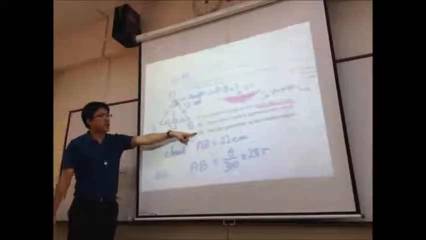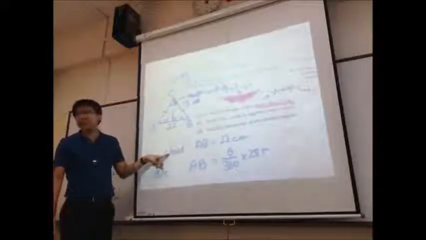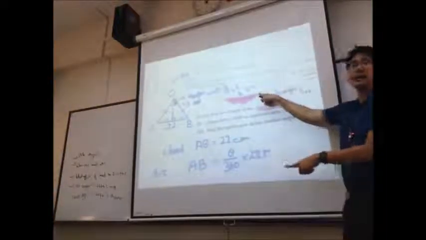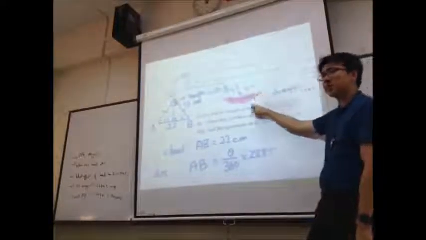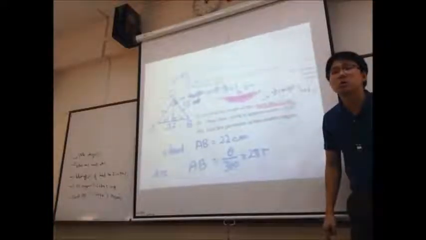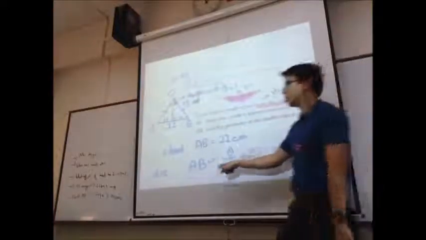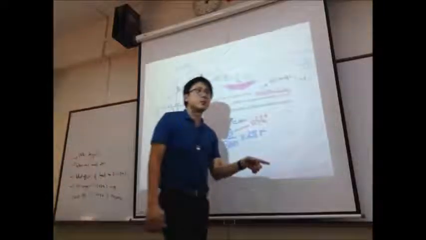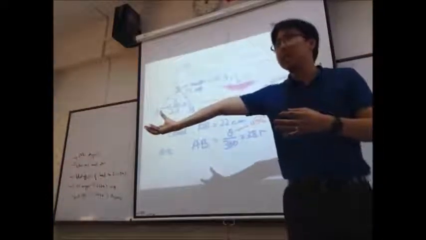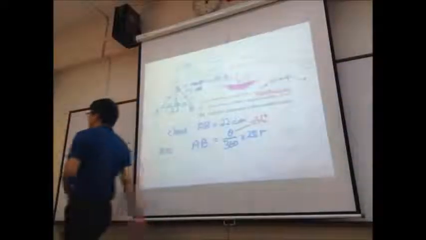Part 2 is perimeter. Perimeter is chord AB, the straight line, plus arc AB, the curved line. Again, perimeter is the straight line plus the curved line. Follow? So straight line is 22. Curved line, I need to know the angle. The angle is 115.6. But since this is not a final answer, I don't use 115.6. I use 115 point what? The 5 decimal places, right? So I got long numbers behind.